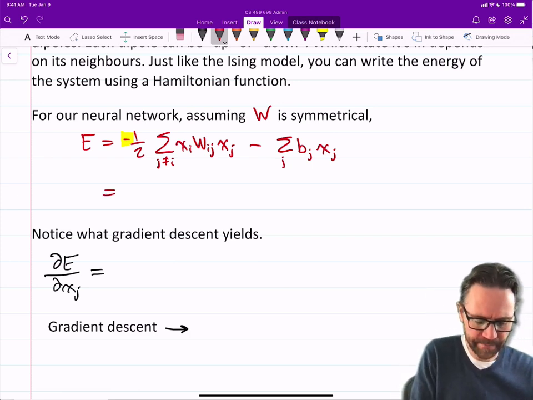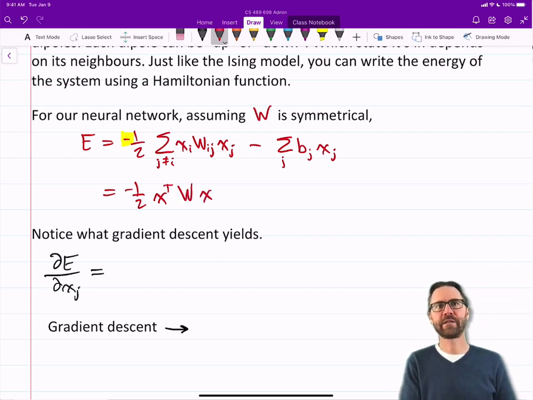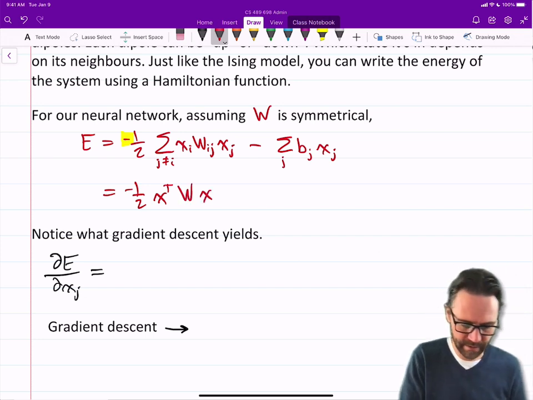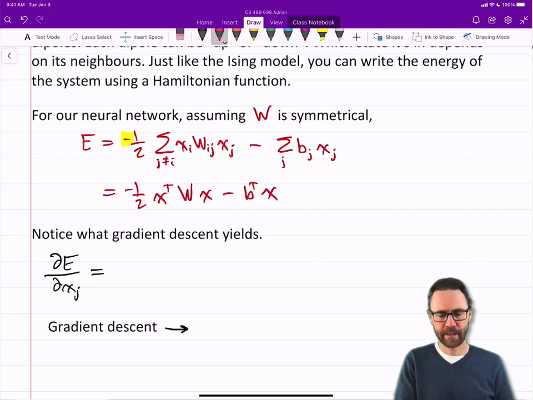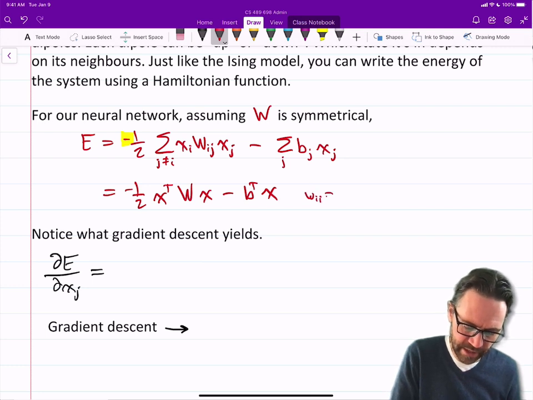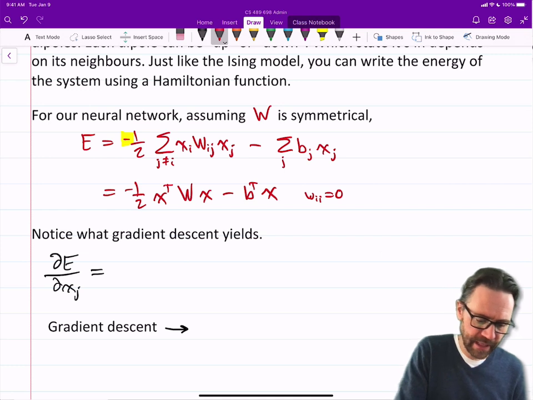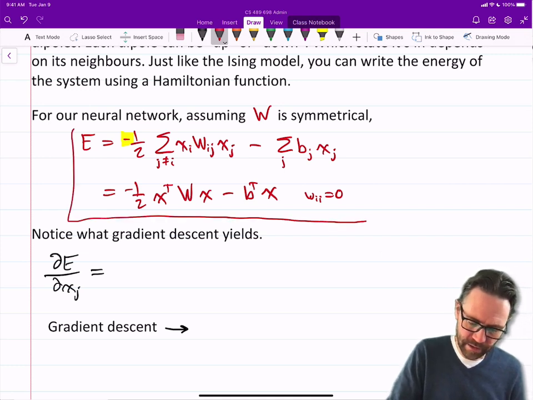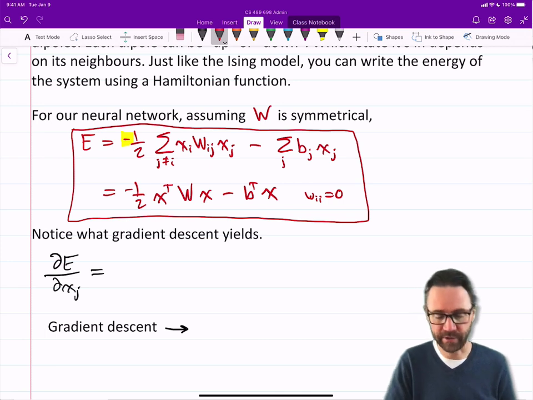This can be rewritten as -1/2 x transpose Wx. Again, here x is a column vector. Minus b transpose x. And in all of this, I'm assuming the diagonals of the weight matrix are 0. So this thing, which I will put a ceremonial box around, is called Hopfield energy.